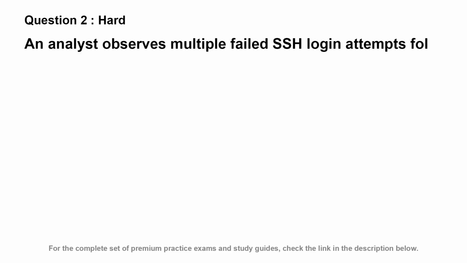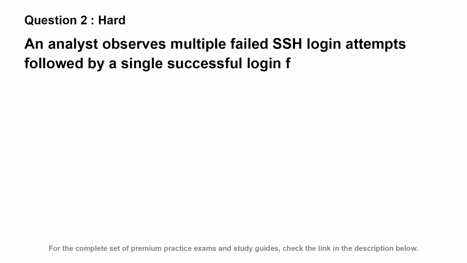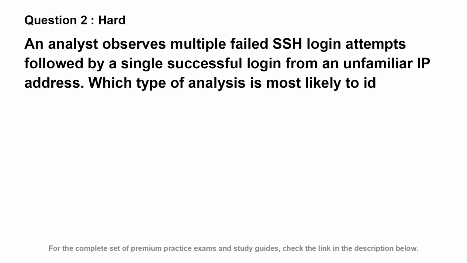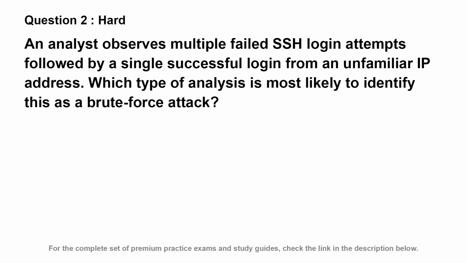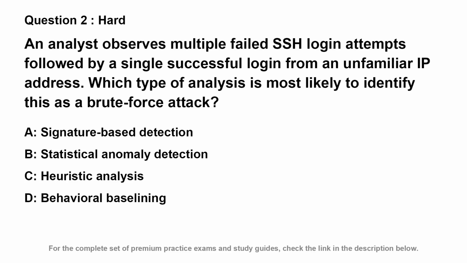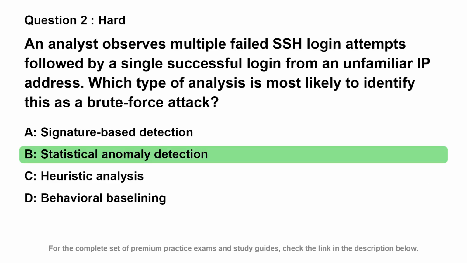An analyst observes multiple failed SSH login attempts followed by a single successful login from an unfamiliar IP address. Which type of analysis is most likely to identify this as a brute force attack? Option A, signature-based detection. Option B, statistical anomaly detection. Option C, heuristic analysis. Option D, behavioral baselining. The correct answer is B.